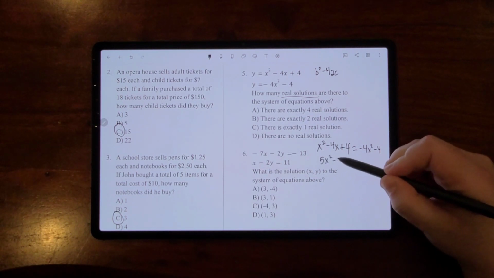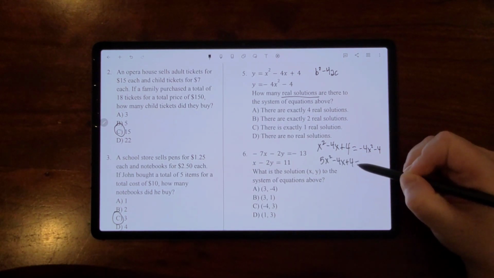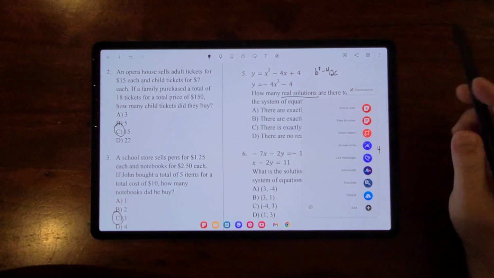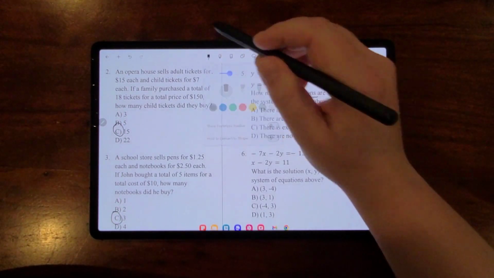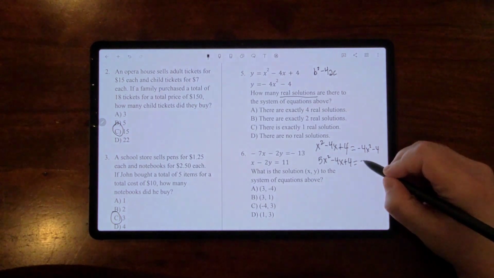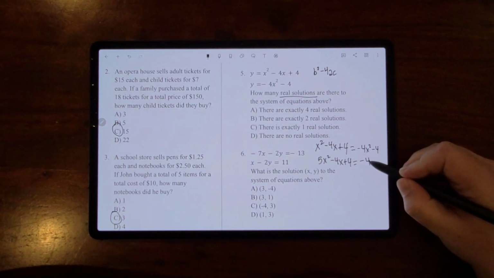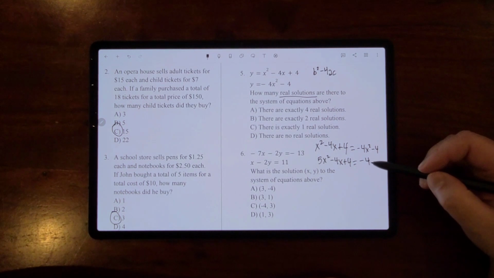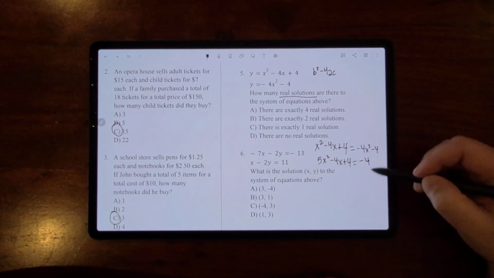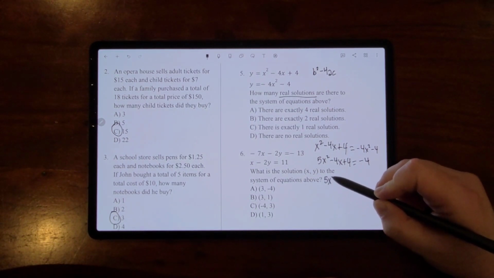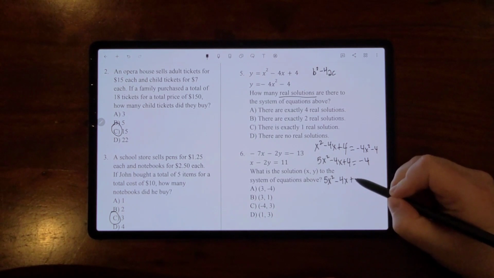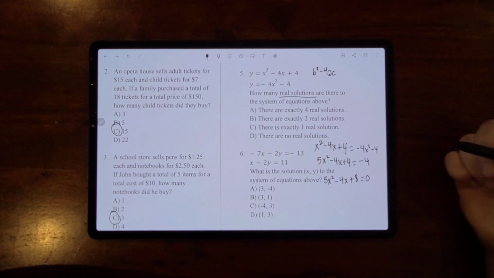So then I'm going to have 5x squared minus 4x plus 4 is equal to negative 4. Now, all I have to do to get this side equal to 0 is just add 4 to each side, because then it's going to cancel it out there and move it over here. So I'm going to have 5x squared minus 4x, and when I add 4 over here, I get plus 8, and that's now all equal to 0.